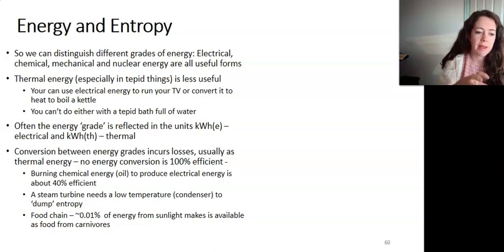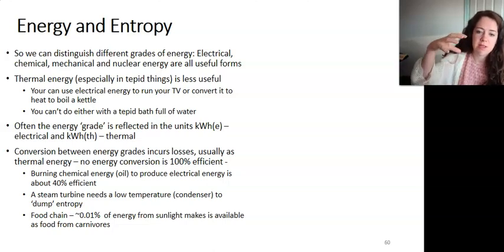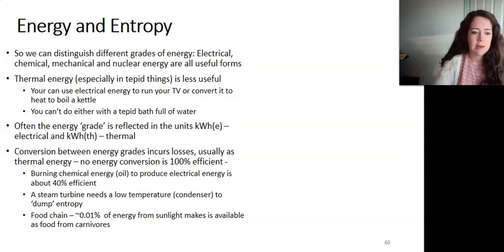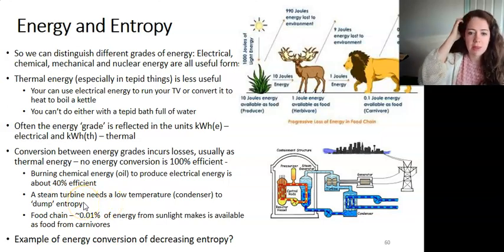So when you burn chemical energy, for example oil, to produce electrical energy, that's about 40% efficient depending on the system. So 60% of the energy that was in the original oil is lost as heat, and about 40% is captured as electricity. Similarly, a steam turbine needs a low temperature to dump entropy, so you need a place to dump that heat if you want to be more efficient.